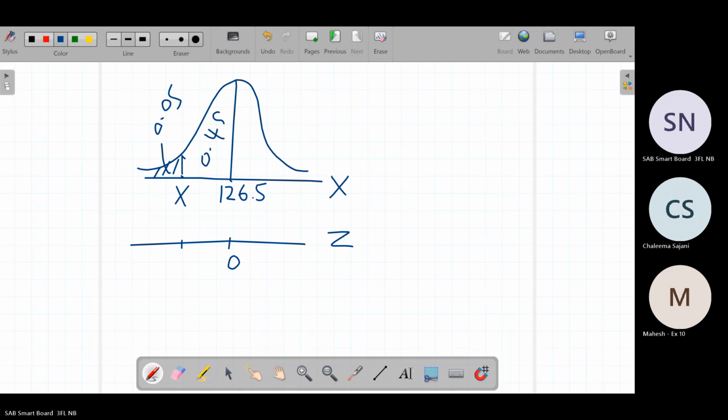Understood? Okay, remember that the Z table gives only from zero up to some Z value. Here 5% is below the Z value. Then you cannot find this probability value from the Z table directly. You need to find 0 to a particular Z value. What is the probability? Then take the Z table.